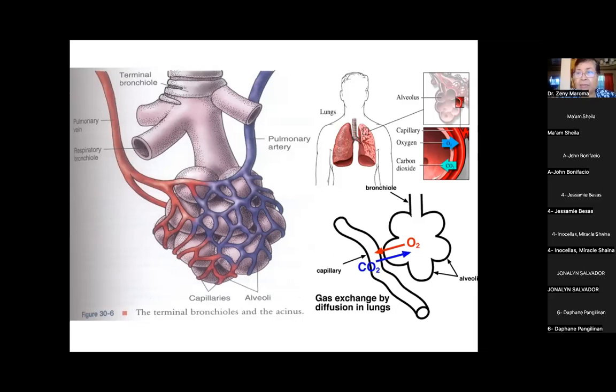All right. Pagka may pneumohemothorax, let's regain back the negative interpleural pressure. So tatanggalin yung air, tatanggalin yung fluid by thoracentesis o dili kaya by the insertion of the tube, thoracostomy tube. Ayun. Ngayon, dito naman, halimbawa, may pulmonary thrombosis.